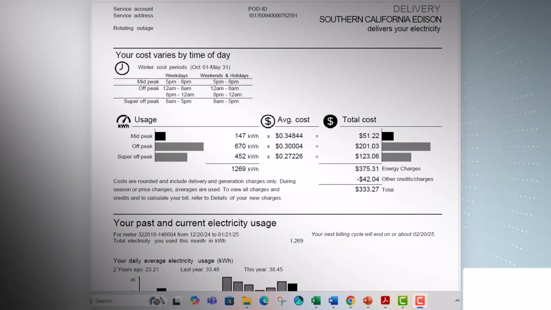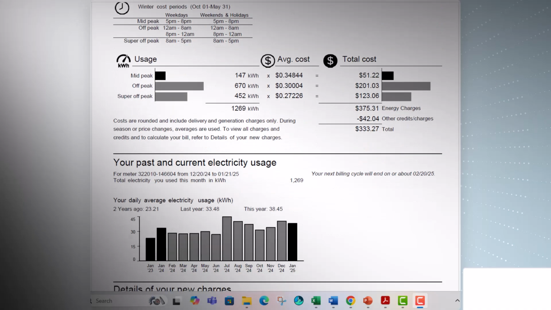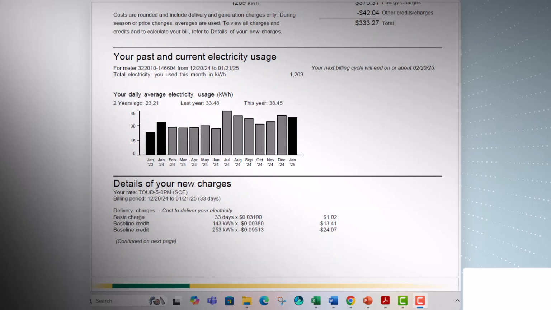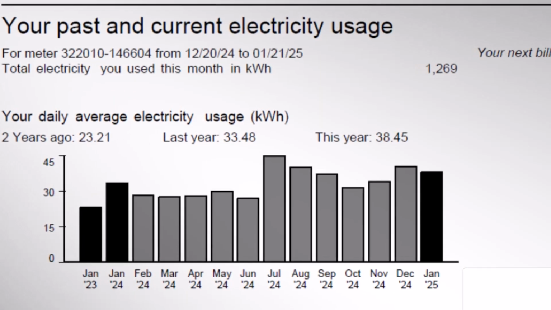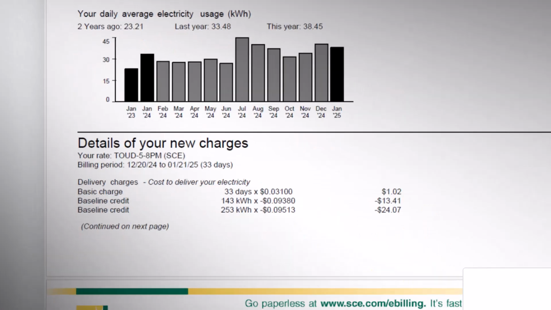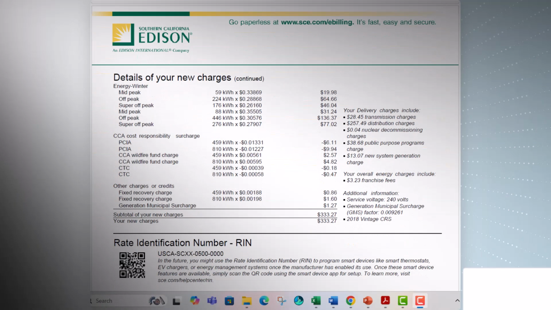And this table shows where your energy use fell in those time periods in this billing period and how much each one of those cost. And as you can see, it has this total of 337.27. In addition to that, there's some more information here that shows how their electric use has varied over time, and then some more details of charges.